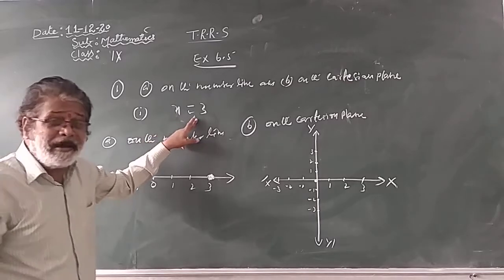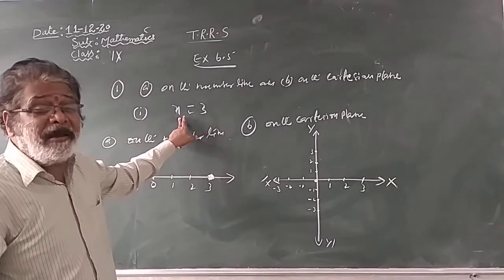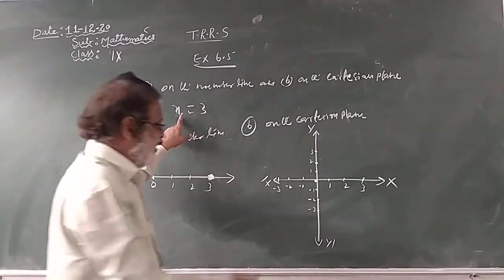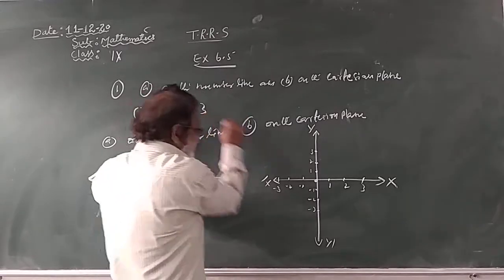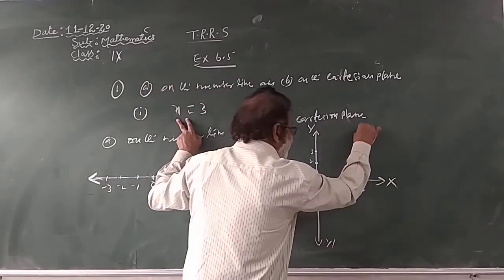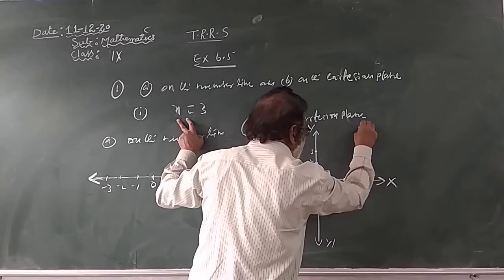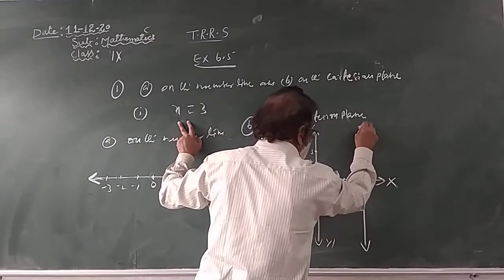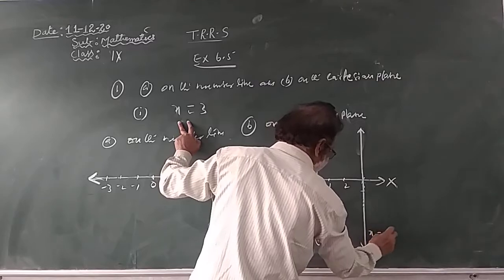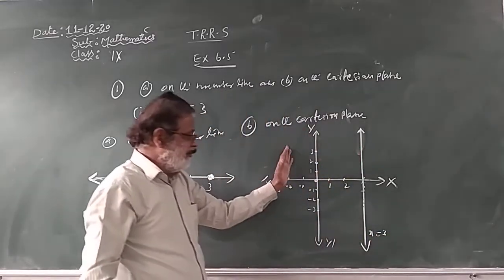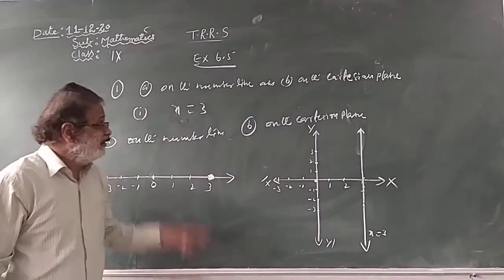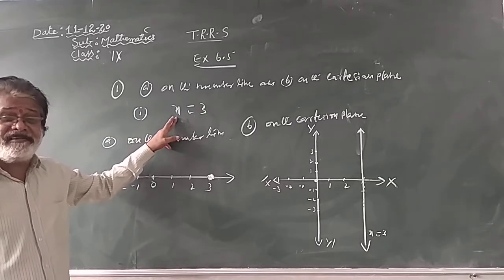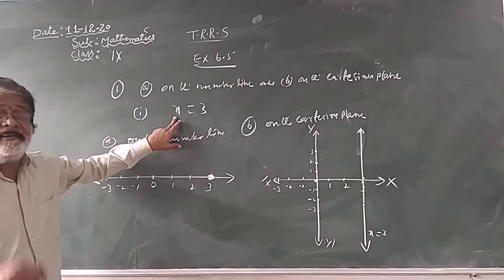x equal to 3 is parallel to the y-axis. The line is passing through x equal to 3. This is x equal to 3. This line is parallel to the y-axis. It is involved in x, that is why it is parallel to the y-axis.